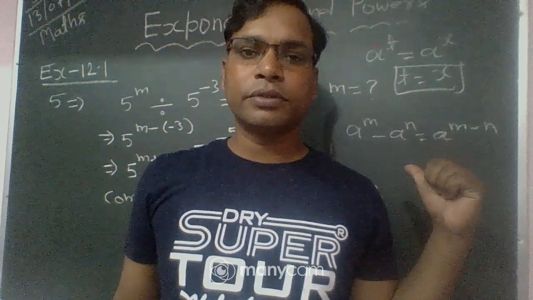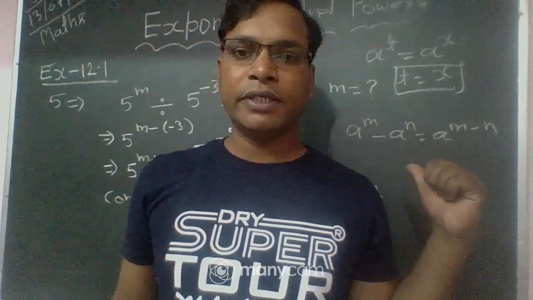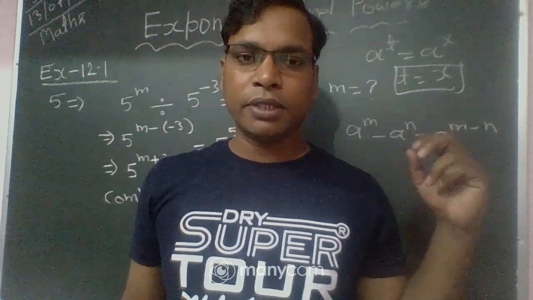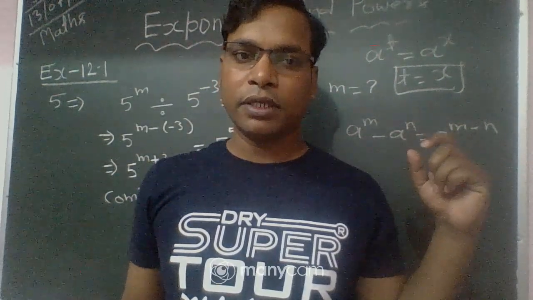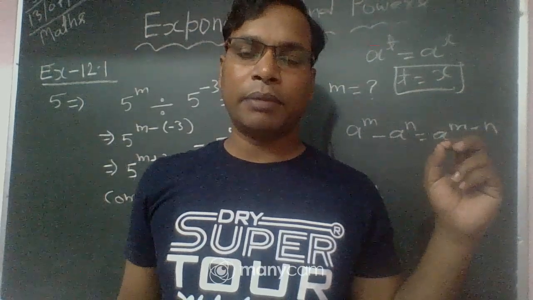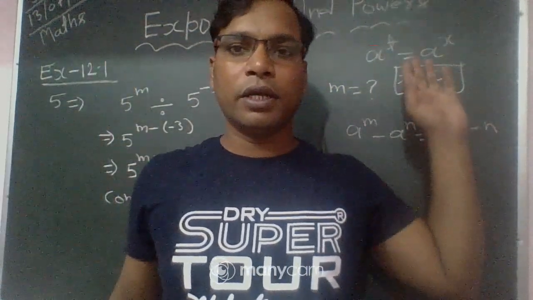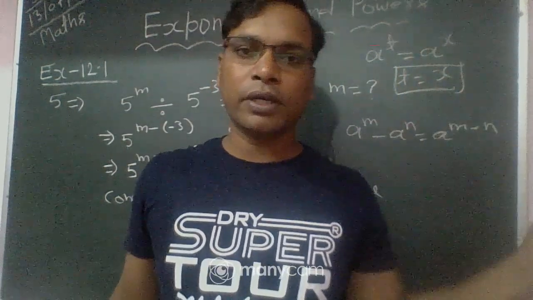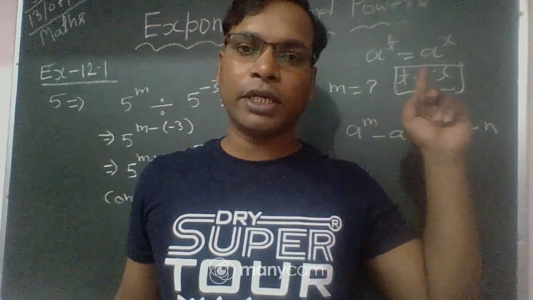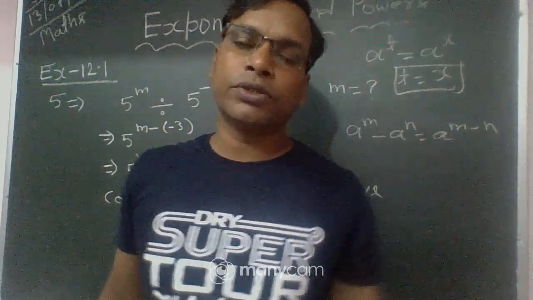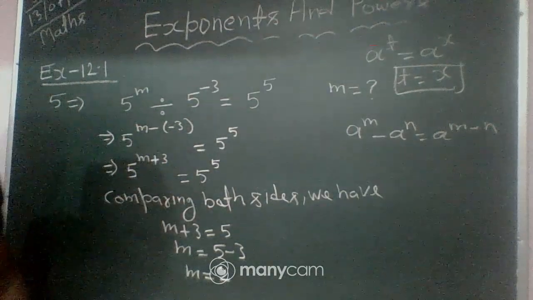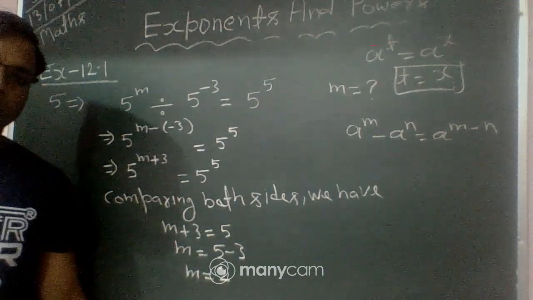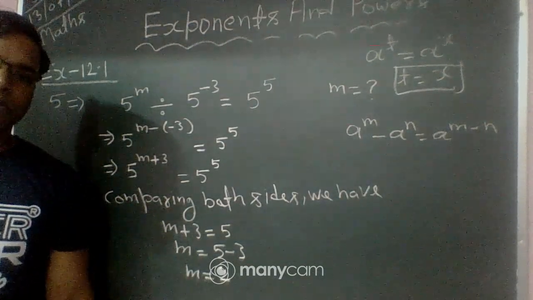First, we use the law of division of exponents. In this rule, if the bases are the same and it is a case of division, then we subtract the powers. And after this, we use this: if bases are the same, then the powers are also equal. A power t is equal to a power x, so t is equal to x. In this way, we compare the powers of both sides of 5 and we obtain m plus 3 is equal to 5, and in this way we find the value of m is 2.